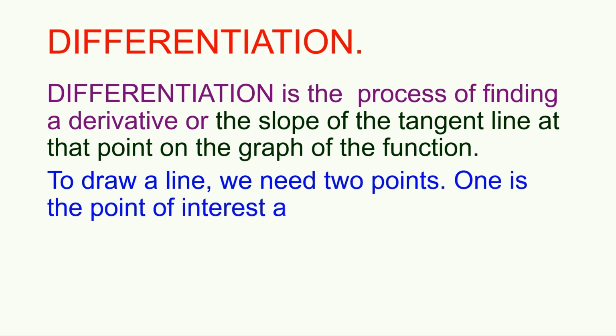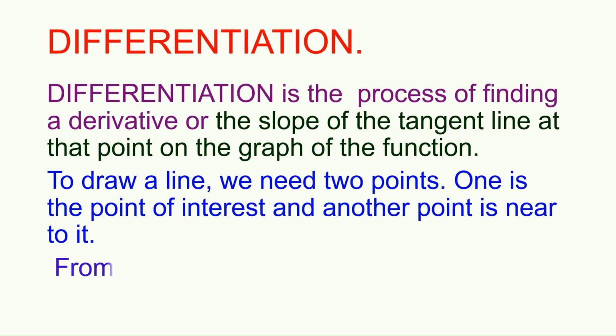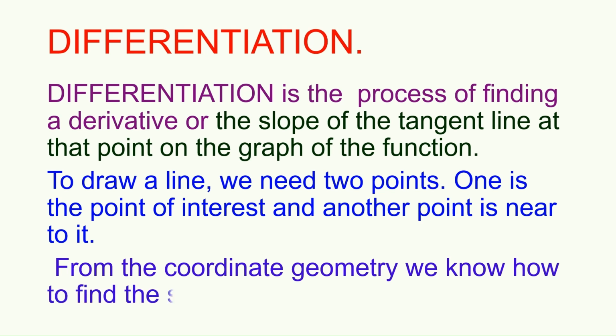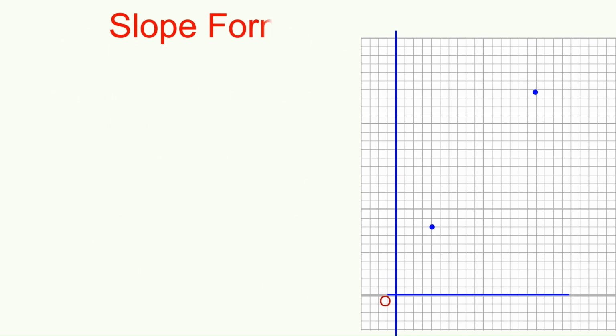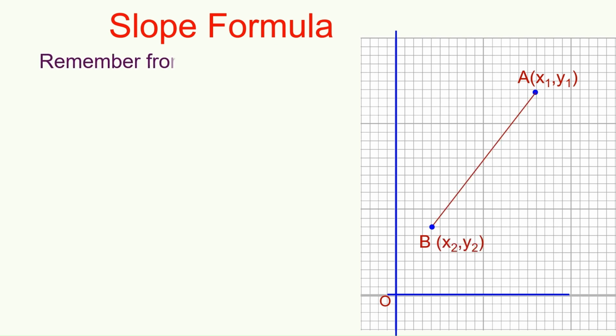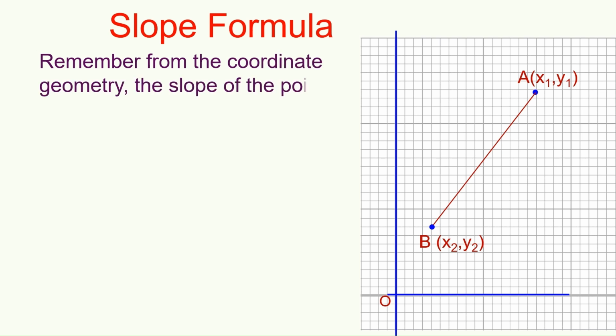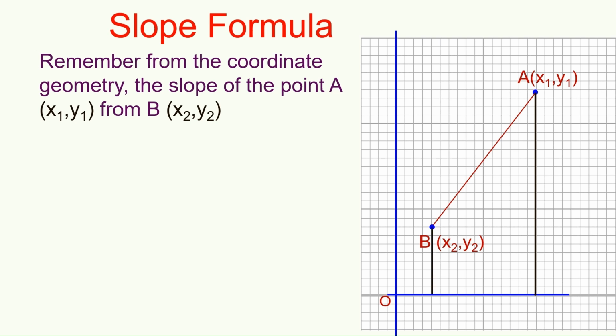To draw a line, we need 2 points. One is the point of interest, and another point we consider is nearest to it. From the coordinate geometry, we know how to find the slope of the line. Slope formula. Let's take 2 points on a graph, point A and point B. Remember, from the coordinate geometry, the slope of the point A, x1, y1, from point B, x2, y2.